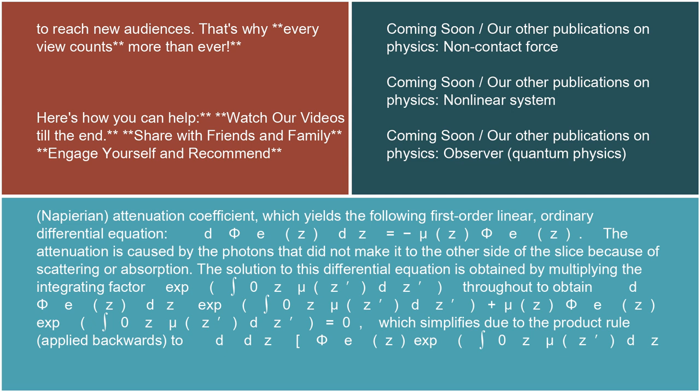The solution to this differential equation is obtained by multiplying the integrating factor exp of the integral from 0 to z of mu(z') dz' throughout, to obtain d phi_e(z)/dz times exp of the integral, plus mu(z) phi_e(z) exp of the integral, equals 0, which simplifies, due to the product rule applied backwards, to d/dz of phi_e(z) exp of the integral from 0 to z of mu(z') dz' equals 0.